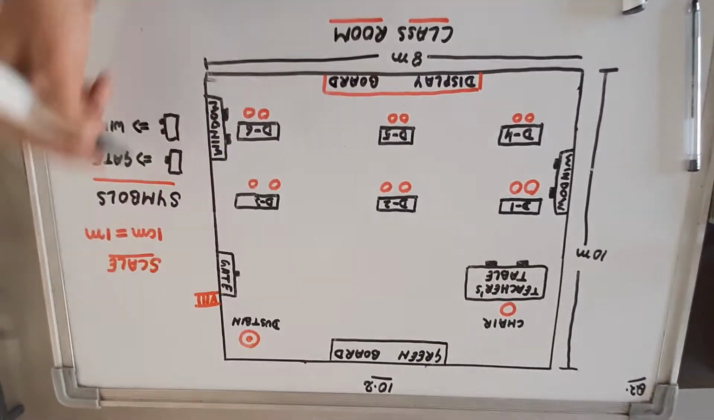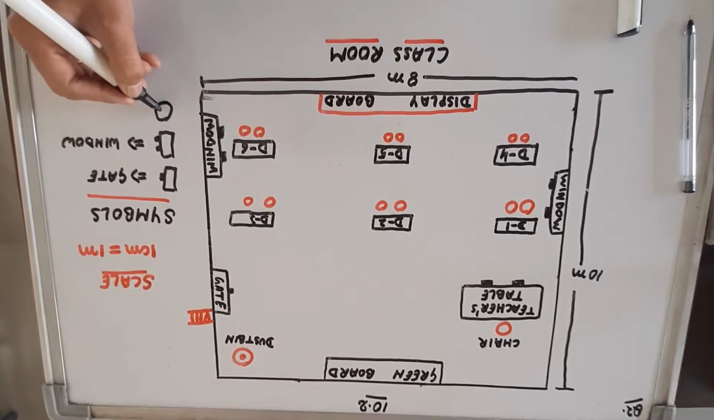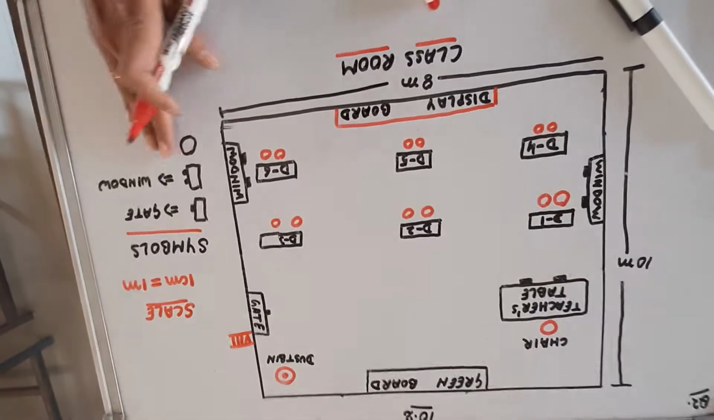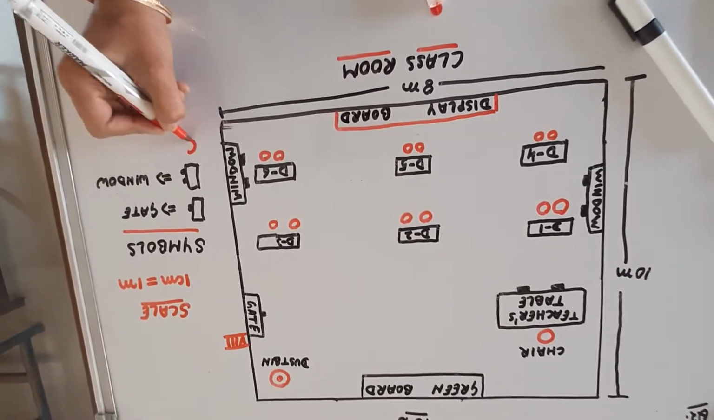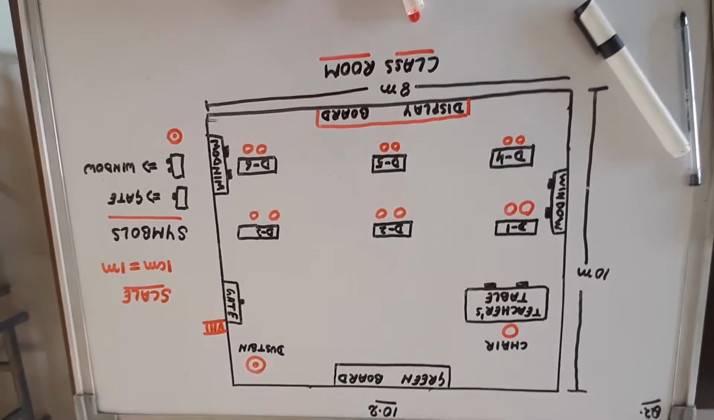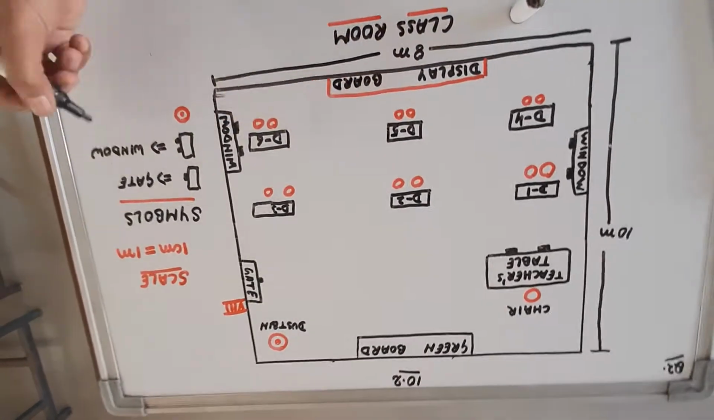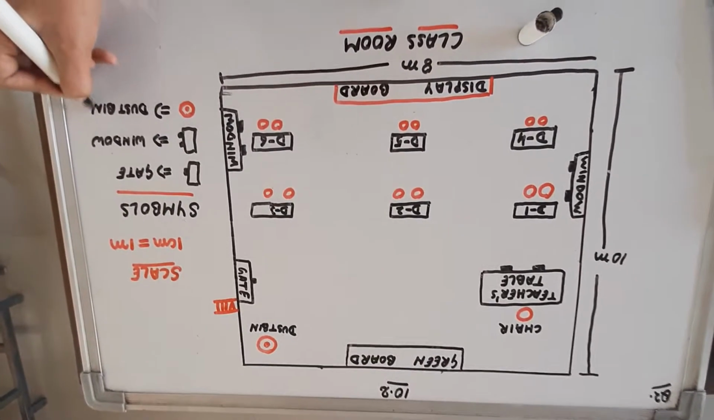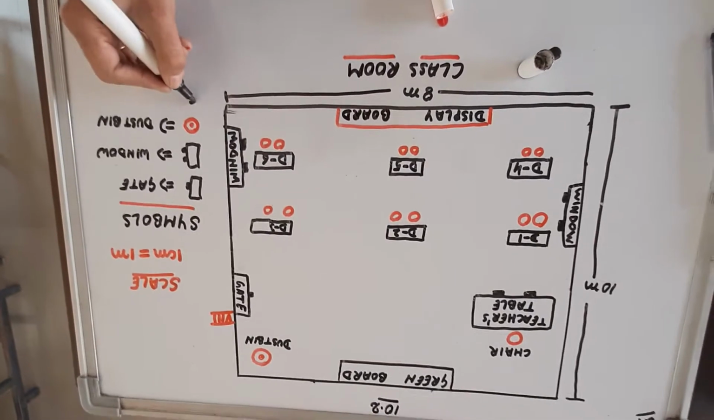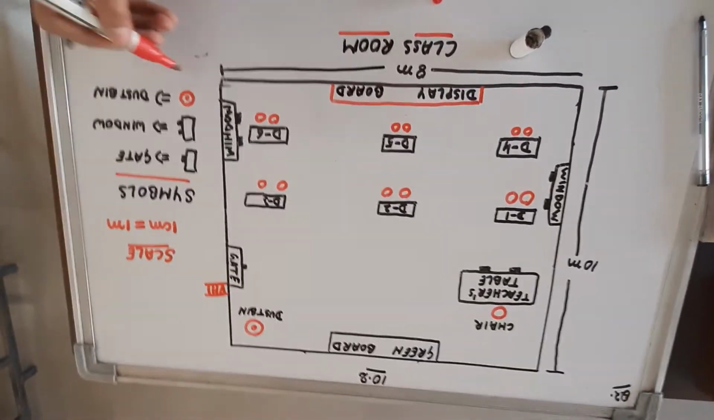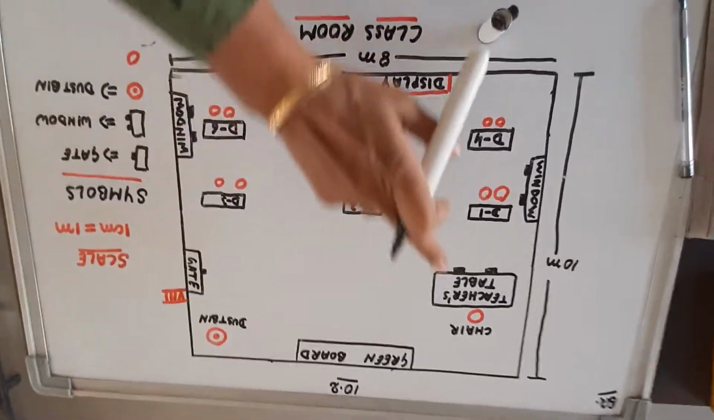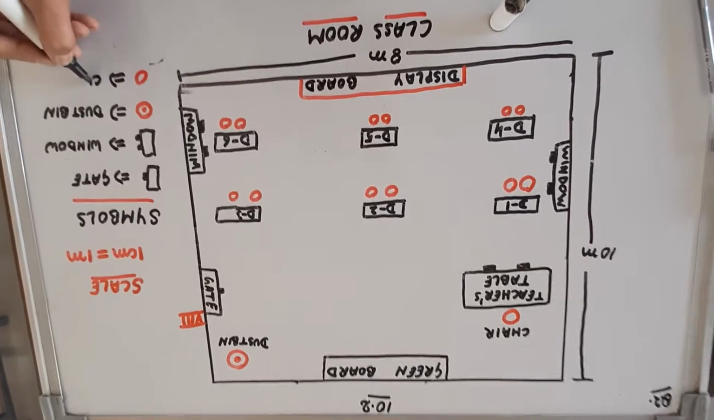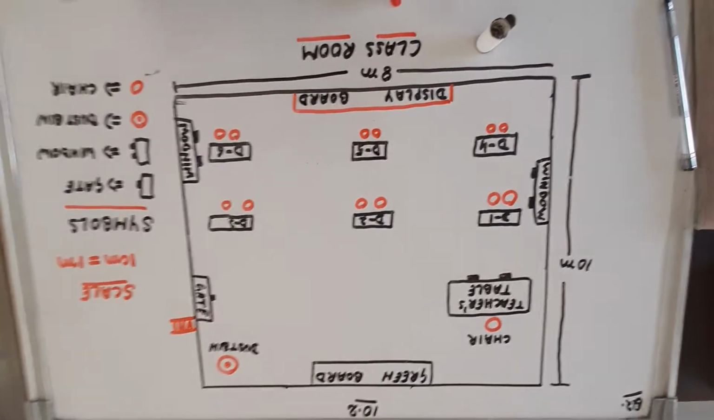right? Then let us mark a symbol for dustbin and we'll use the color which we have used for dustbin. We have used red color, so I'll represent it with red and I'll write that this is the dustbin, right? Then the red circle I have used for the chairs, for teacher's chair as well as student's chair. So this is chair, okay, right?